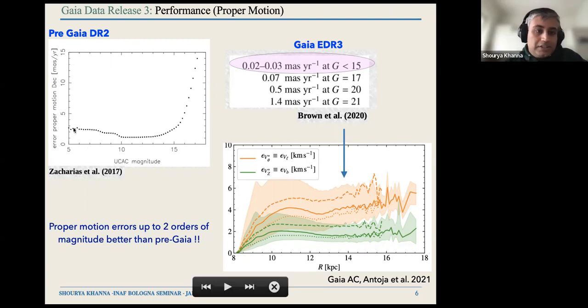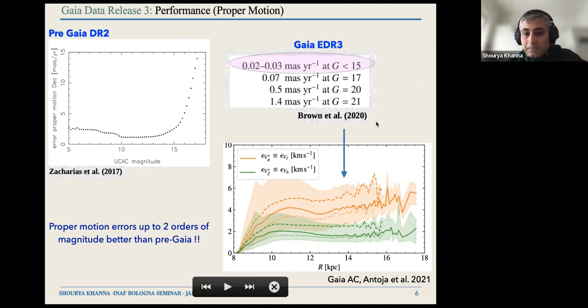And you can see here, this is just an uncertainty as a function of magnitude. Compared to EDR3, where at magnitudes less than 15 in G, the improvement is almost a couple of orders of magnitude. And even at the fainter magnitudes, it's still much better than what we had before. And this is also for stars that are much further away.